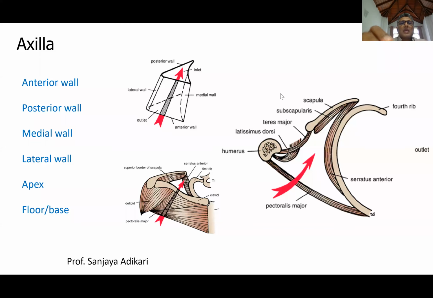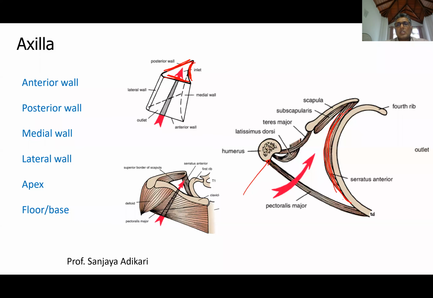You have an apex of the axilla, which is formed by the lateral border of the first rib, the superior border of the scapula, and the posterior surface of the clavicle. So that is the apex. Then there is a little bit wide medial wall and a very narrow lateral wall, which is the bicipital groove of the humerus.